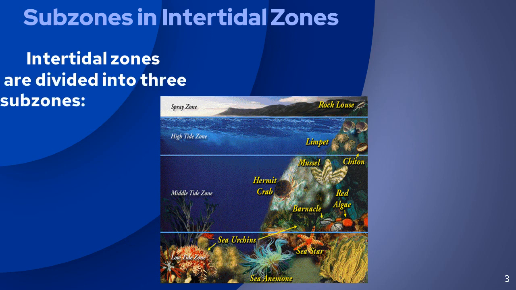Like the estuaries, the intertidal zone is divided into several zones, starting near dry land with the splash zone, a usually very dry area, and moving down to the littoral zone, which is usually underwater.